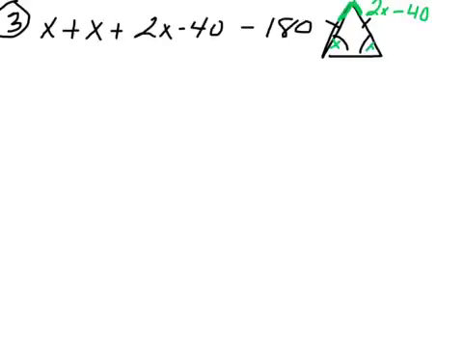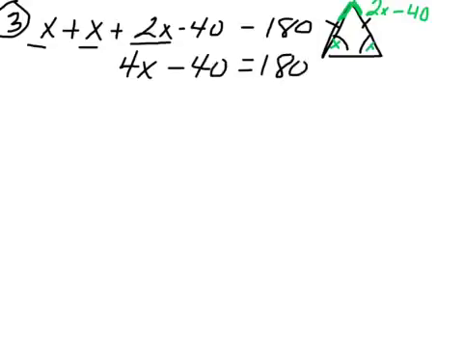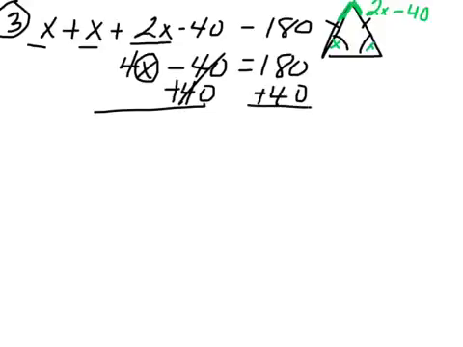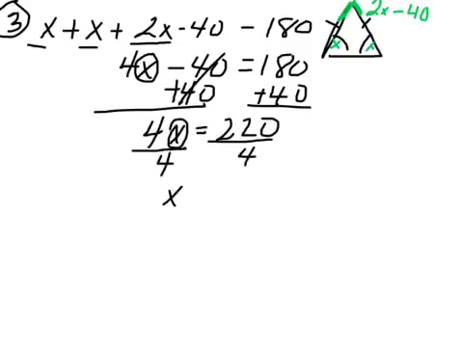And this one won't even take that long to solve because you got an x, another x is 2x, and two more x's make 4x. 4x minus 40 is 180. If I want to solve for the variable x, I can add 40 to both sides to make it cancel out on the left. So now I have 4x is equal to 220. And if I want to get x by itself, I could divide both sides by 4. And I get x equals 55. Yeah, that's 55. All right, so x is 55.